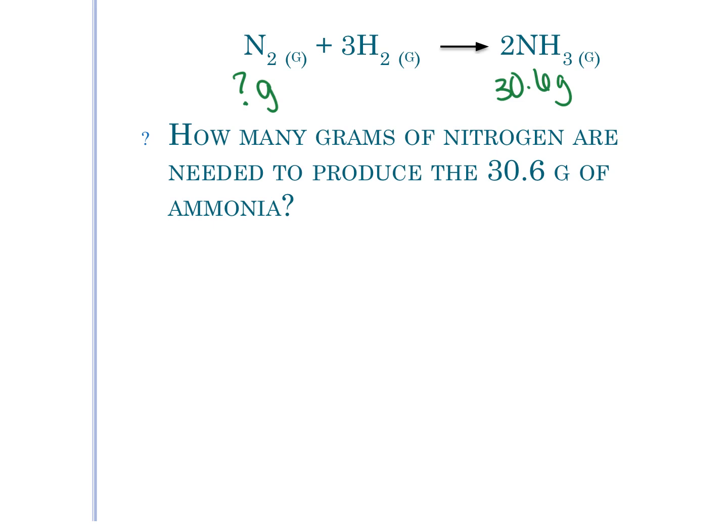Now let's make our game plan. What unit are you starting with? You have to start where your number is. So you're going to start with grams of ammonia. And then if you have to get from ammonia to nitrogen, what unit do you have to be in to do that? Moles. So we're going to go to moles of ammonia.